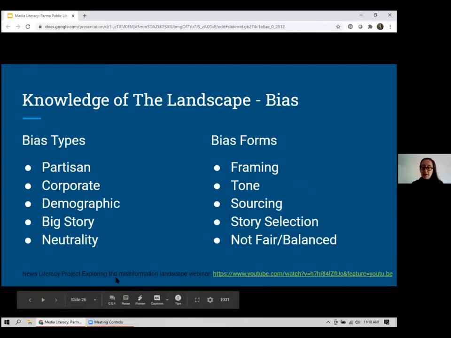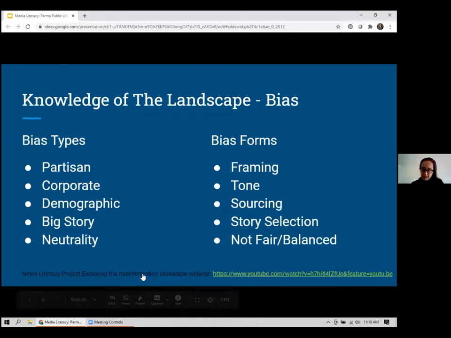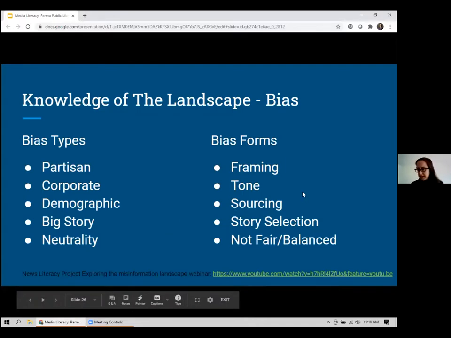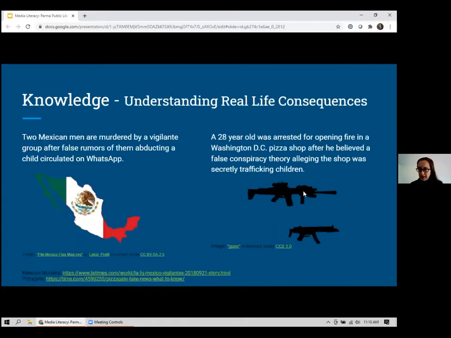And I have here throughout the presentation at the bottom, the webinars where I pulled some of this information from, so they go more in depth about these different things if you wanted to continue your education on bias. Okay, so I'm going to keep going because I want to make sure you have time for everything.